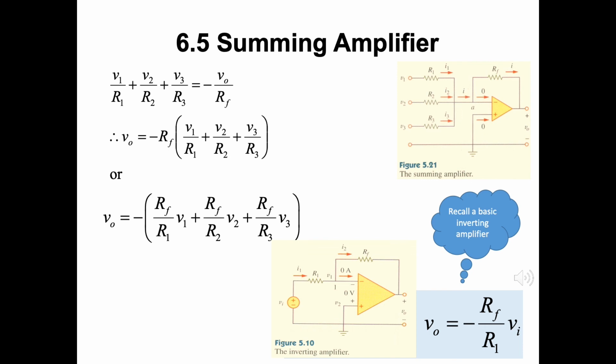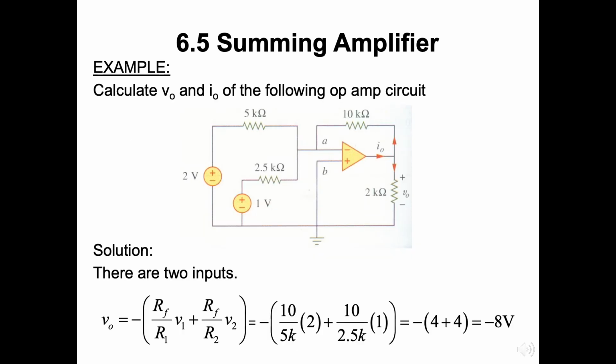Looking at this long equation, we can easily relate it to the equation that we met in the inverting amplifier. To see how this summing amplifier really works, we have an example here. We need to calculate the output voltage and current based on the following op-amp below. As we are given 2 inputs for the summing amplifier, the output voltage can be calculated as in the equation below. Finally, we have VO as minus 8 volts.